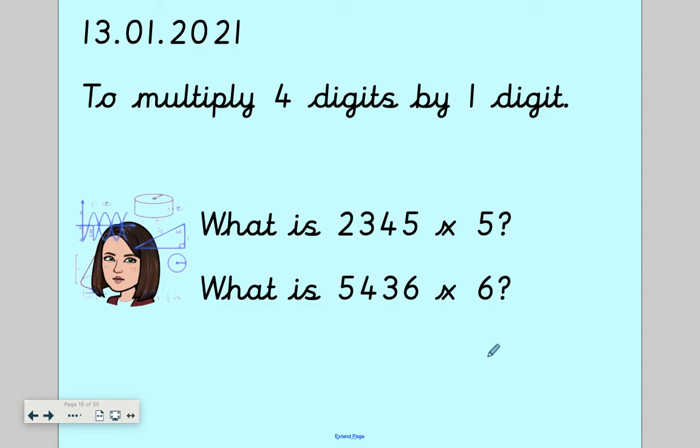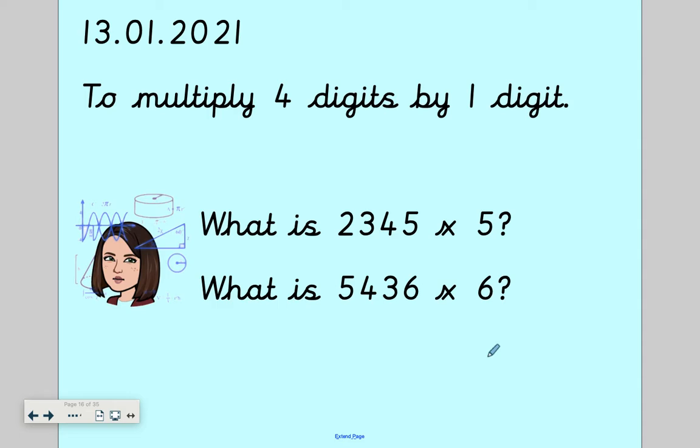So we're doing 2,345 times 5 and 5,436 times 6. We must make sure we use the formal method for our short multiplications and set it out nice and neatly so that we can see our numbers in the squares.